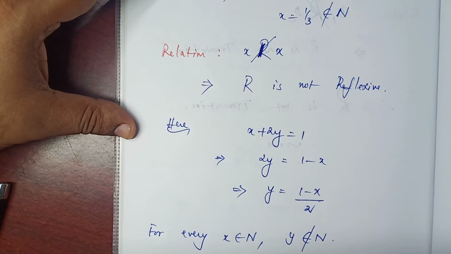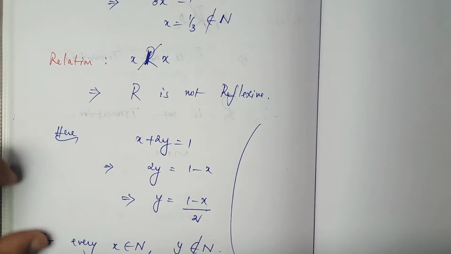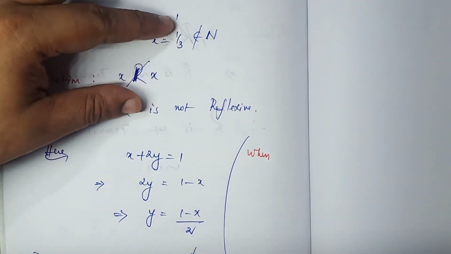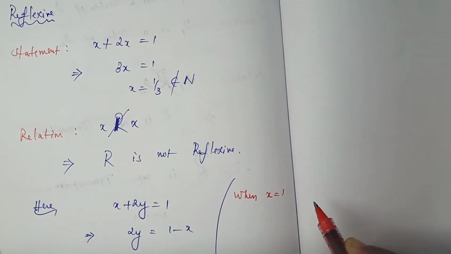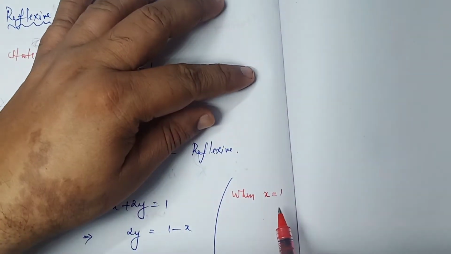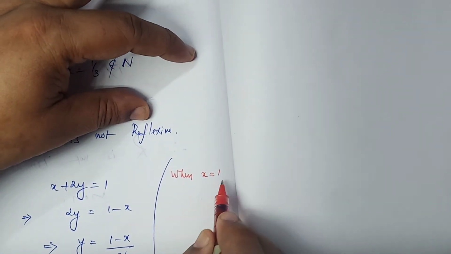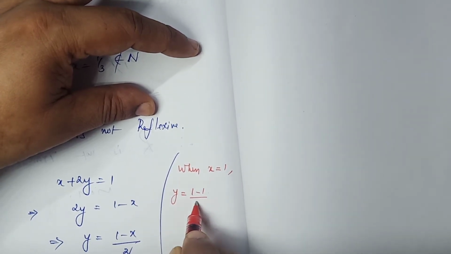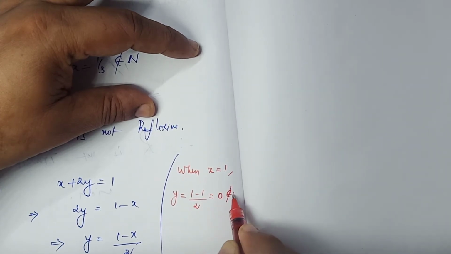What is the reason? I take one or two examples so you can understand. Here x and y both should be natural numbers. I take x equals 1. 1 is a natural number. Substitute x equals 1 over here and find the value of y. Therefore y equals 1 minus 1 by 2, that is 0 by 2, that is equal to 0. 0 doesn't belong to the natural numbers.